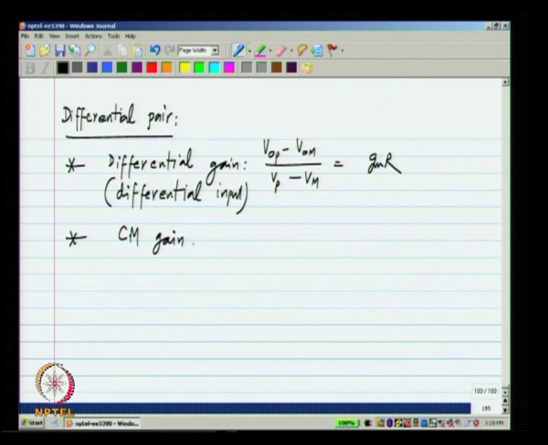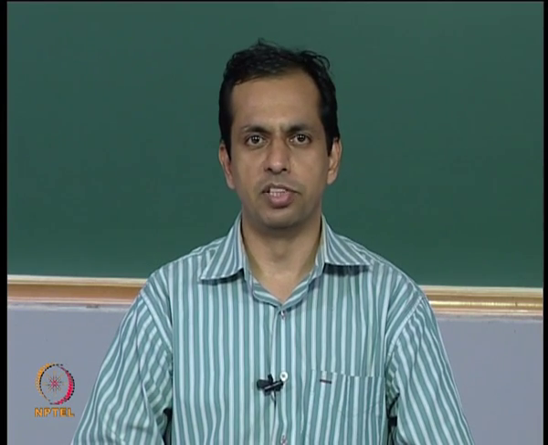The common mode gain, which refers to the output common mode voltage, which is VOP plus VOM by 2. Okay. Remember, when I apply the same input to the two sides, when I apply a common mode input, the two outputs will also be the same as each other. Okay. So, the average value is the same as the individual output voltages.